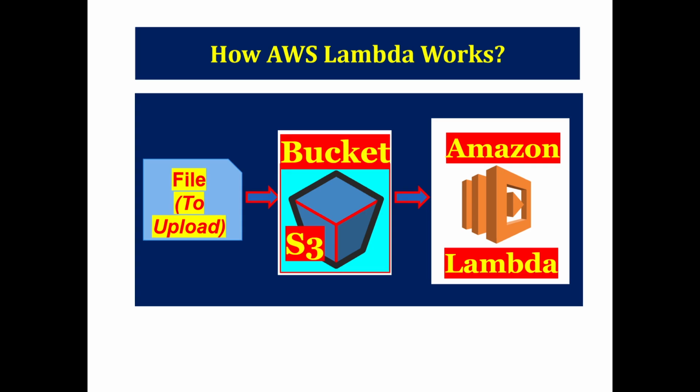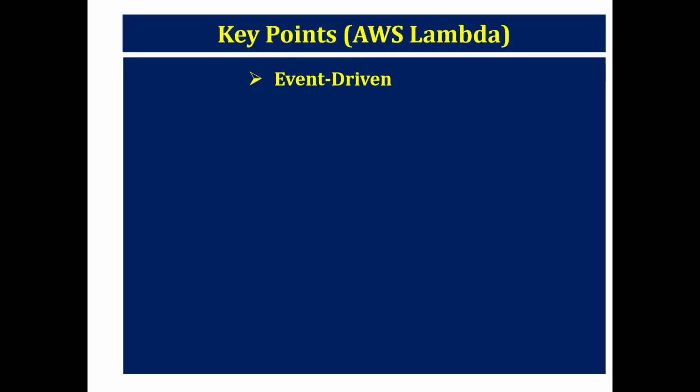Now let us understand some key points about AWS Lambda. First, it is event driven: Lambda runs our code only when an event happens. For example, the event can be an API call, file upload, or database change. These are some events. Next, no server management: you don't need to create or manage servers. AWS automatically handles scaling and availability.